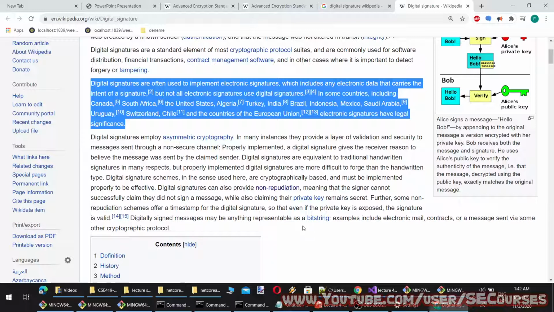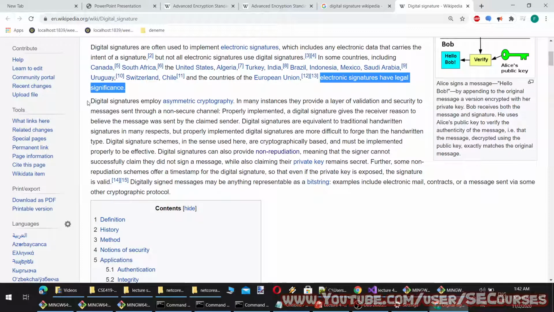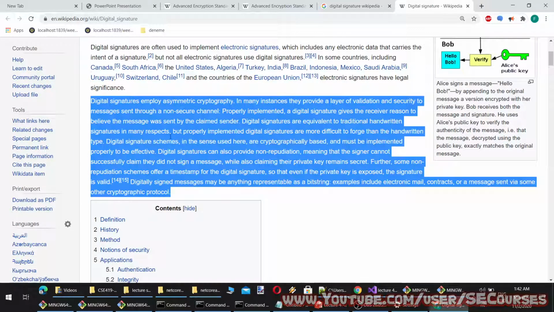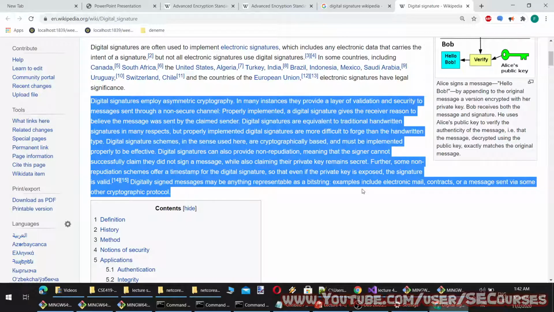In some countries, including Canada, South Africa, the United States, Algeria, Turkey, India, Brazil, Indonesia, Mexico, Saudi Arabia, Uruguay, Switzerland, Chile, and the countries of the European Union, electronic signatures have legal significance. It is important. Currently in Turkey, it is also commonly used.